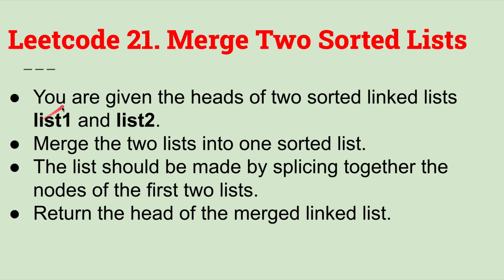Let me read this question. You are given the heads of two sorted linked lists, list 1 and list 2. We are saying to merge the two lists into one sorted list. The list should be made by splicing together the nodes of the first two lists, and return the head of the merged linked list.